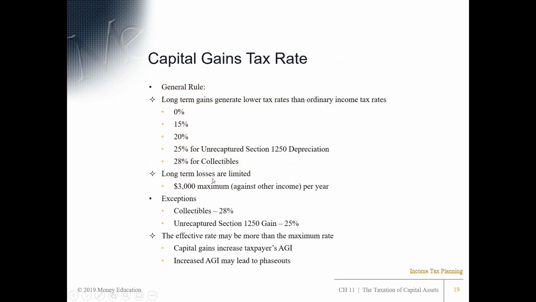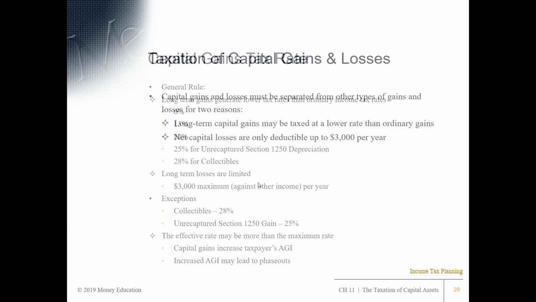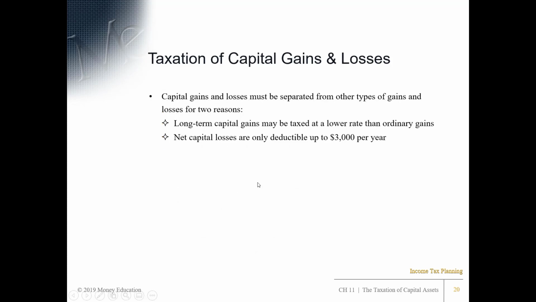So talking about the capital gains rate. Collectibles would be taxed at a higher rate, and then unrecaptured section 1250. So the effective rate may be more than the maximum capital gains rate, which increases with a taxpayer's AGI. Capital gains and losses must be separated from other types of gains or losses for two reasons. Long-term capital gains may be taxed at a lower rate than ordinary, and net capital losses are only deductible up to $3,000. So this is why you would need to separate long-term capital gains and losses.